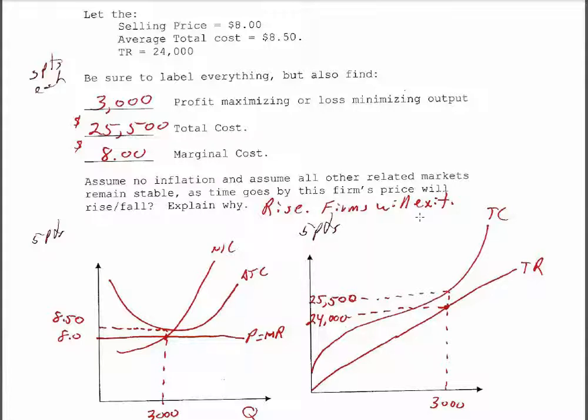So the easiest way to find that is to realize that total revenue is equal to P times Q, the selling price times output. And since the selling price was given to be $8, we can work backwards, that is, take the $24,000 divided by 8, and get the profit maximizing or loss minimizing output, which was 3,000. We can do something similar to find the total cost. Since we're given the average total cost was $8.50 per unit, and we now know that the output was 3,000, we can figure the total cost was 3,000 times 8.5, or 25,500. So those two answers you get by just applying the formulas.